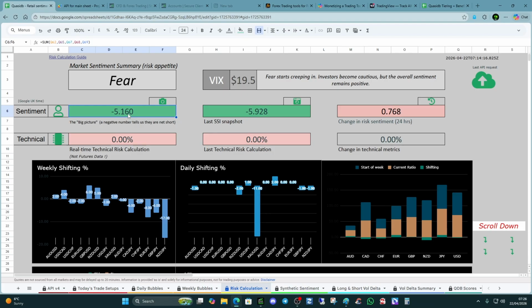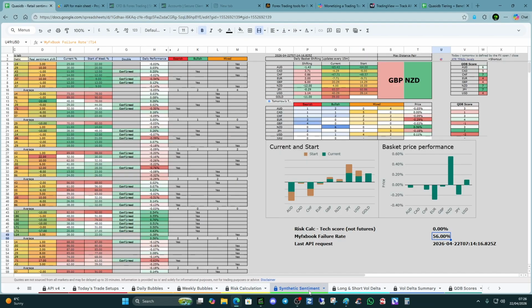Okay, so I would then come here, and what I would do personally, this is my tab that I go to because it tells me when the last API has been updated. It tells me the failure rate, which I'll talk about, and it also tells us the technical scores. But like I said, the Google Finance is just being a bit laggy. It's just a bit annoying, and it also tells us the trade setup for today. That's the bubble deviation. So we come to the daily bubbles.